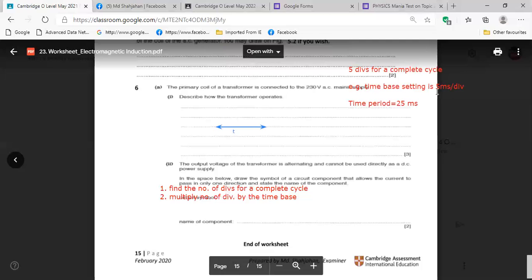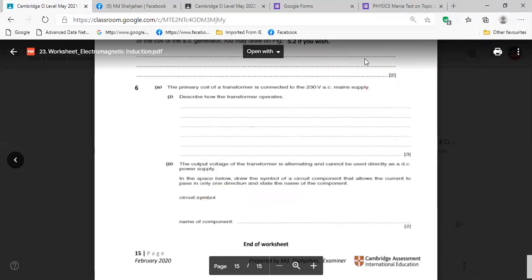Are you done with writing? Yes, sir. Then read the question fast. Question number 6. A primary coil of a transformer is connected to the 230 volt AC main supply. Describe how the transformer operates.